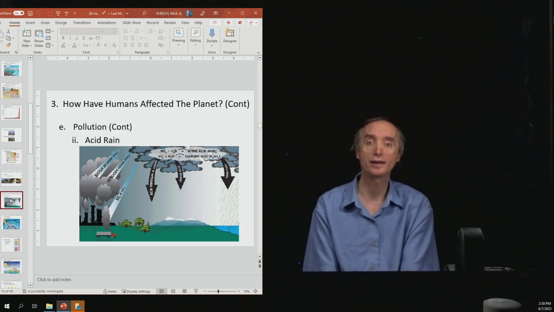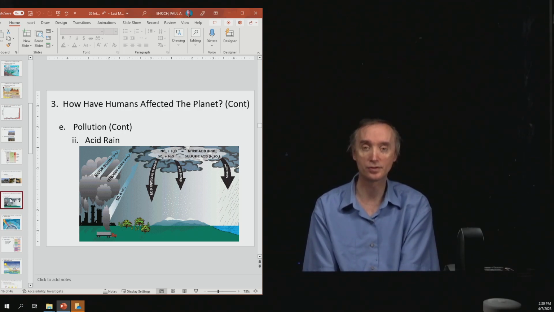And so that can cause, for example, tombstones and other things that are made of concrete to slowly dissolve. But more importantly, these acids can change the pH of the soil. And so the plants that live in that soil may not be able to survive if the pH of the water that they're taking in has been disrupted by these acids.